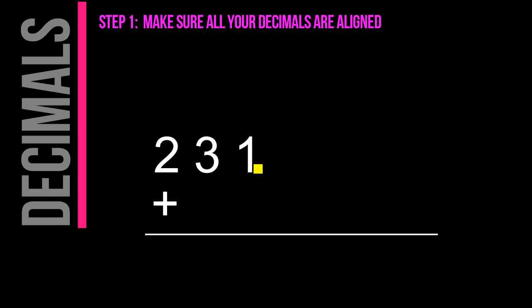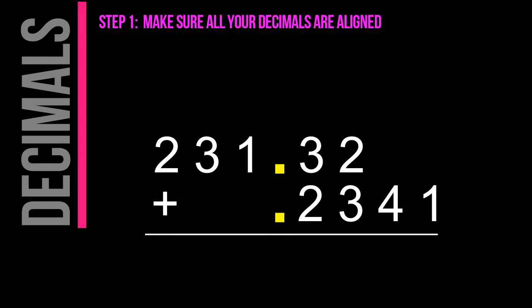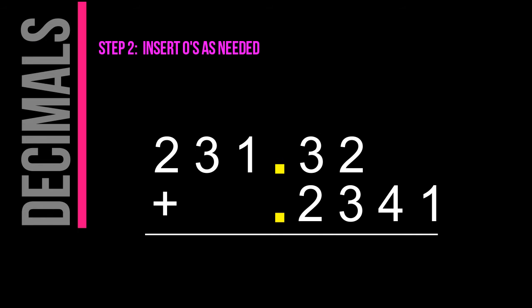Our question is going to be 231.32 plus 0.2341. Our first step is to make sure that all our decimals are lined up, and as you can see, they are. Our second step is to insert zeros as needed, and we don't really need to add them, but it's just to keep us on track, and as you can see, they're faint zeros.